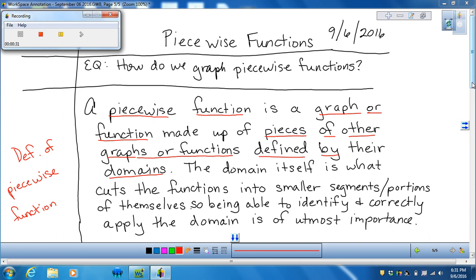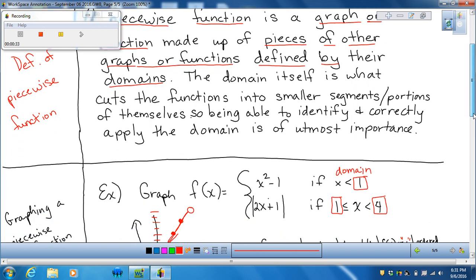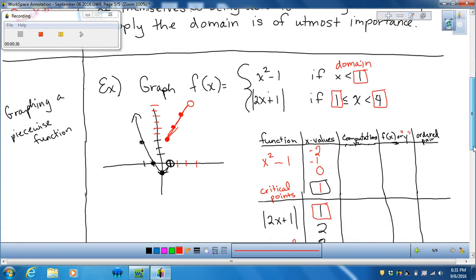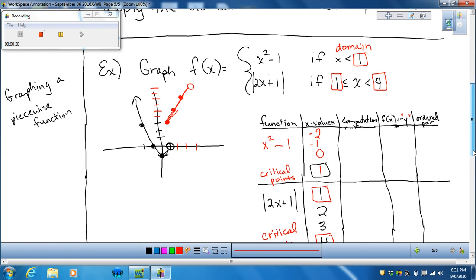Now, we're going to look at a couple of examples. And in these examples, you'll want to be able to fill in a table. And you can see how I have the table set up for you already. Some categories that you want on your table are function, x values, computations to figure out what y is, and then what is your y value, and then making an ordered pair out of those values.